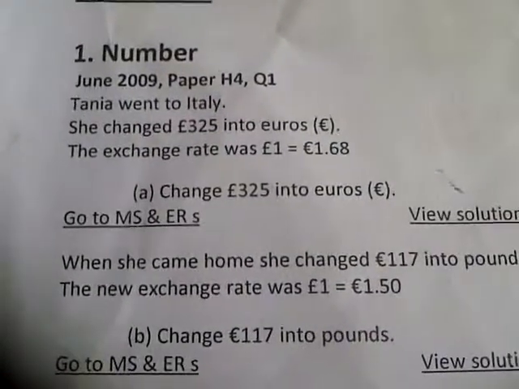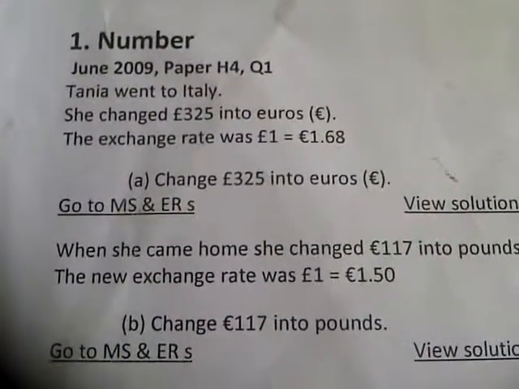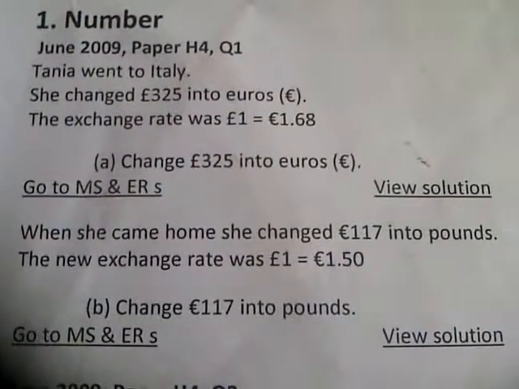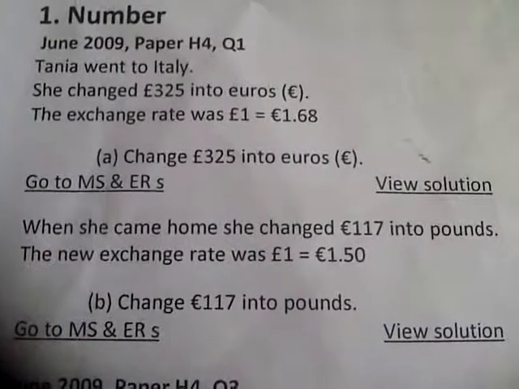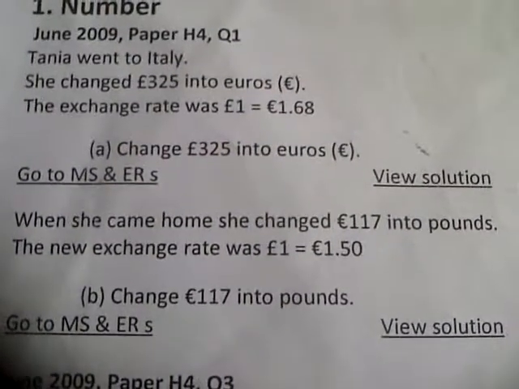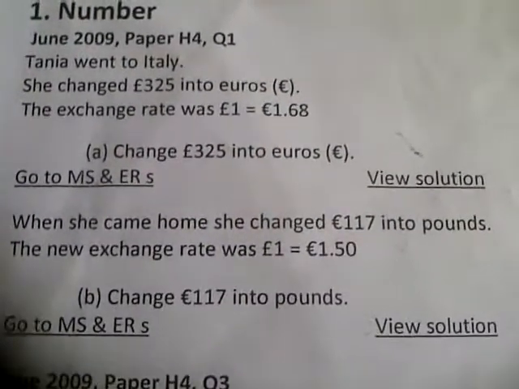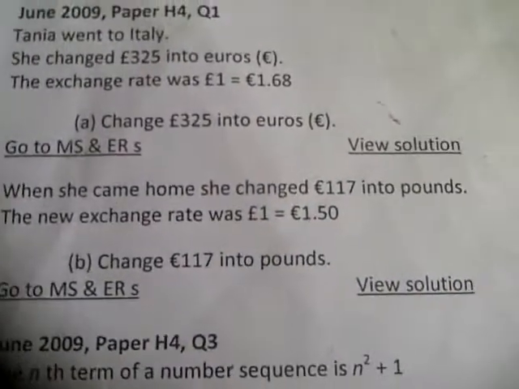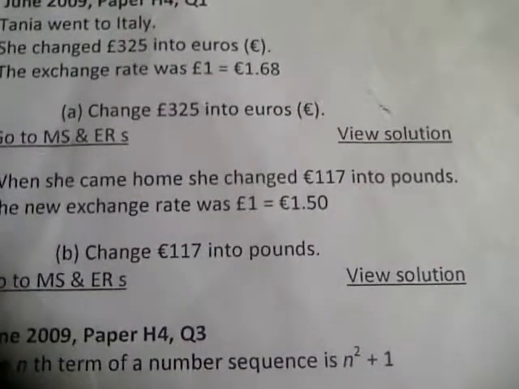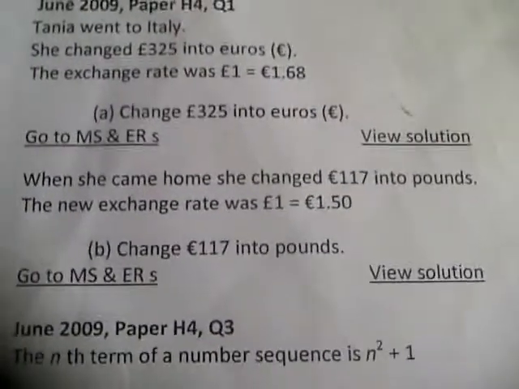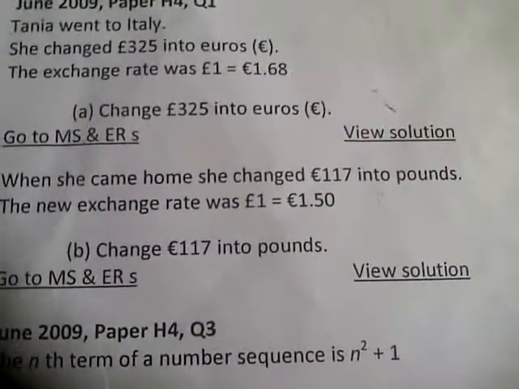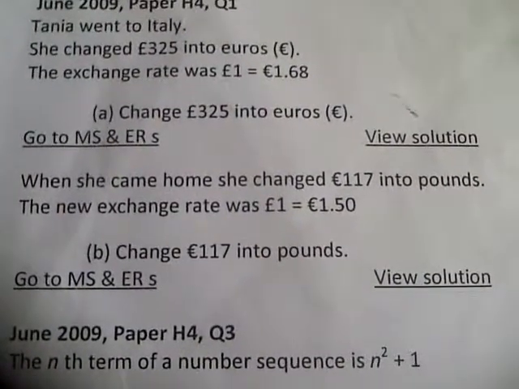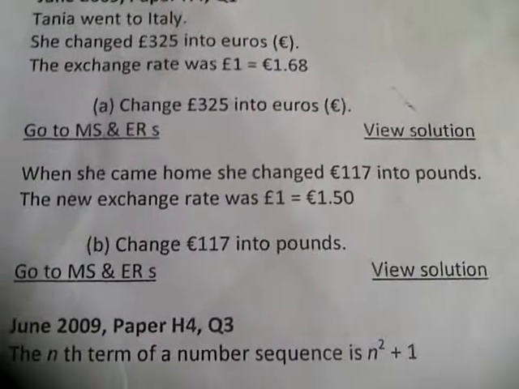Now this question says Tanya went to Italy. She changed 325 pounds into euros. The exchange rate was £1 for 1.68 euros. Change 325 pounds into euros. And then the second question that came with it says when she came home she changed 107 pounds into euros. The new exchange rate was £1 equal to 1.50 euros. Change 117 euros into pounds.